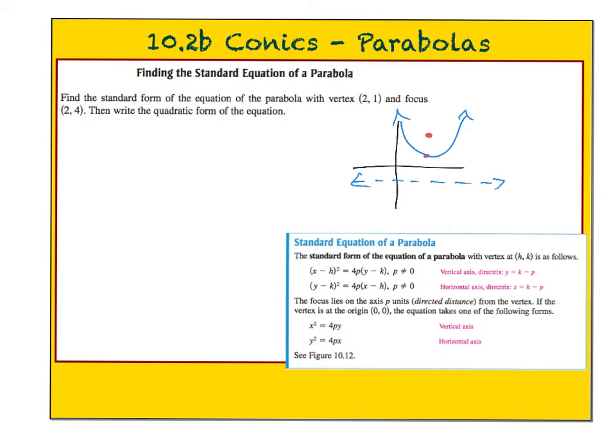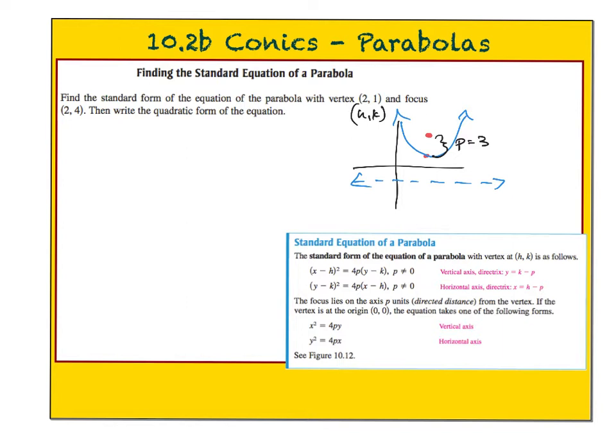All right. And so what I need from that, the vertex gives me my h and my k, but I need to find my p. If you know your p, you got it all. So what's my p? P is equal to 3. All right, it's a positive 3. Why? Because it goes up from the vertex to the focus.